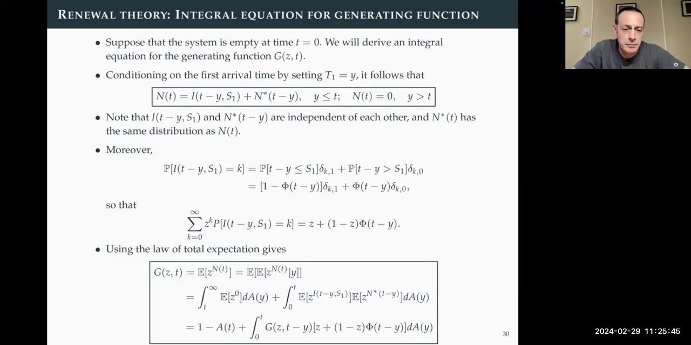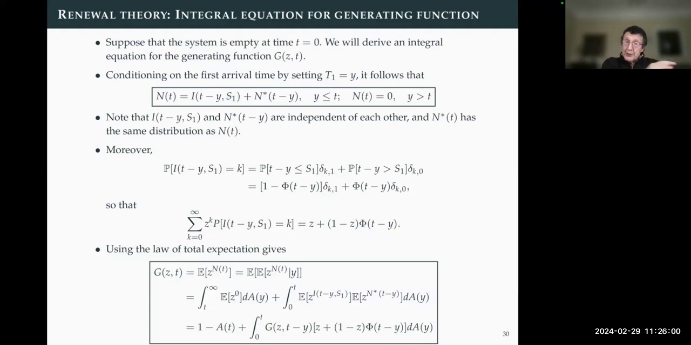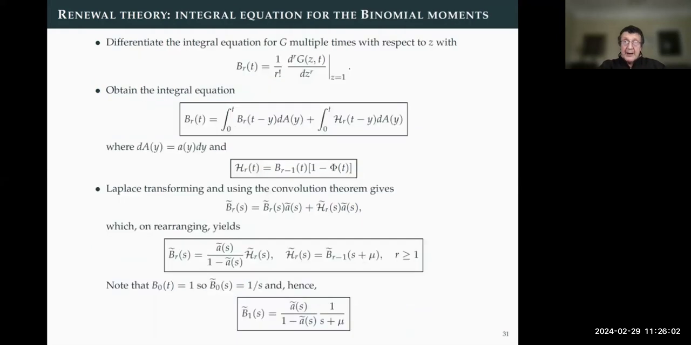Yeah. So of course, the first customer might not arrive, which means N star is also 0. But given that one customer has arrived, it's also possible that several more have arrived. And the several more has the same statistics as the original problem. So you can use that to derive an iterative equation for the binomial moments, which is just an algebraic expression in Laplace space.